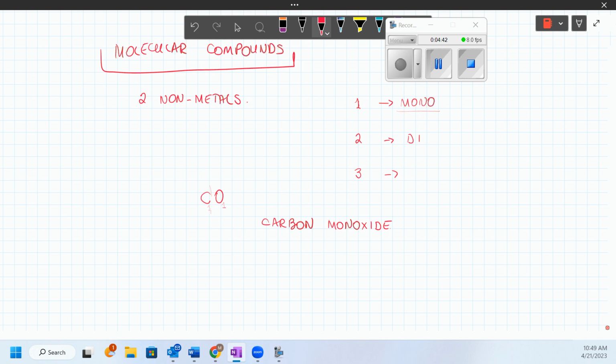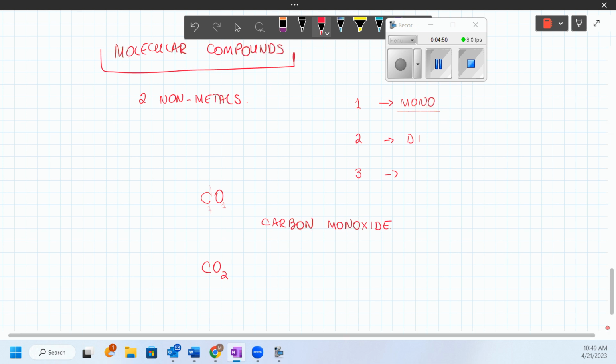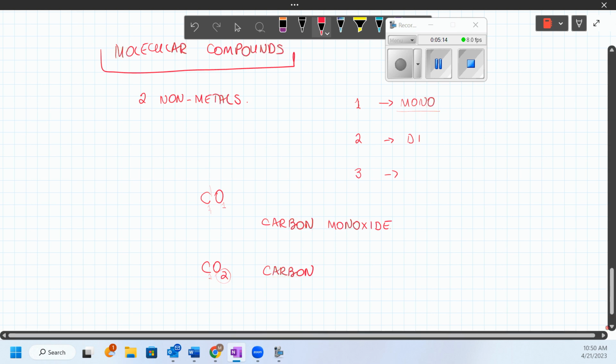But if we have, let's suppose, CO2, which is again a molecular compound, because the electrons are not exchanged but are shared between each other, then the name of this compound will be, since we have one carbon and it is the first one, we do not mention it. Again, it will be carbon. The second element has a prefix of 2, so it will be dioxide.